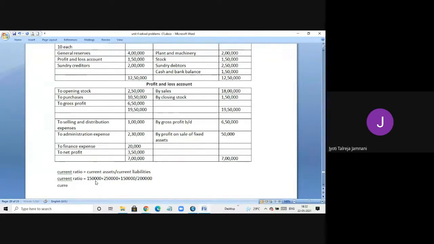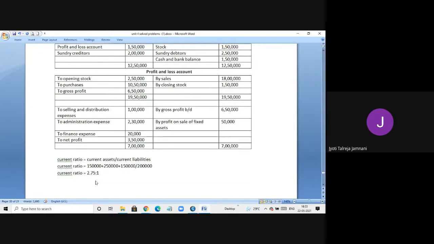Current ratio is equal to 2.75 is to 1. That means your assets are 2.75 times higher than your liabilities. Or if your liability is 1 rupee, your asset is 2 rupees 75 paise. So your current ratio is very good. Your assets are more than your liabilities.